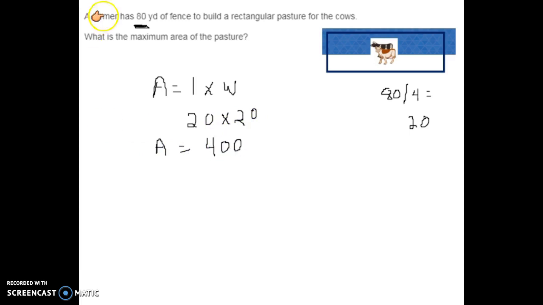So you'll be able to work that. This is one example of the test. There are two other variations, so you will just take the perimeter, divide by 4 to get the sides, multiply, and that is going to be your maximum area.